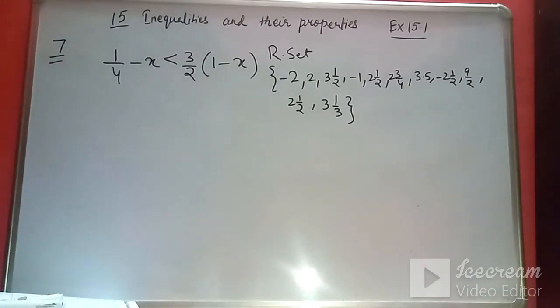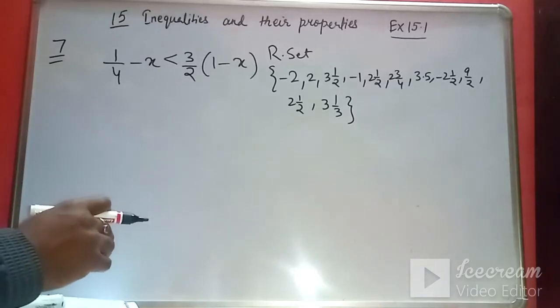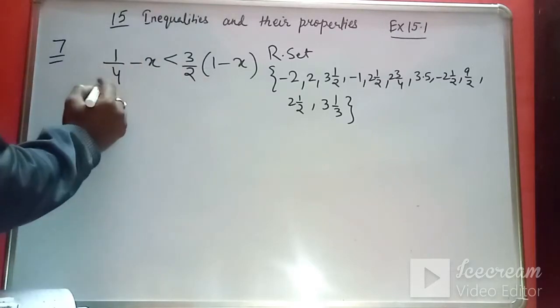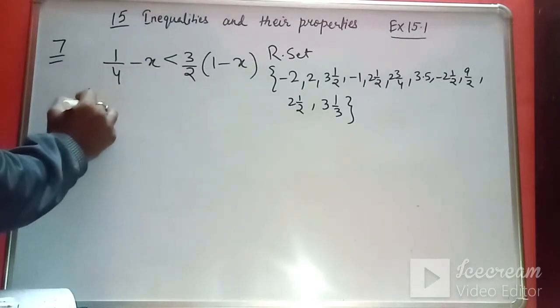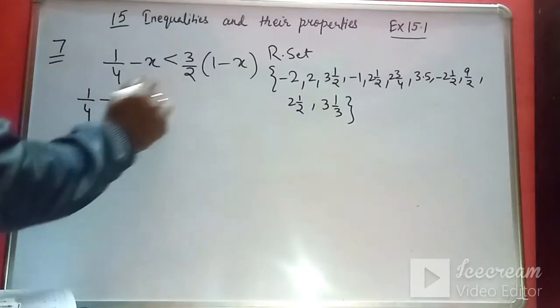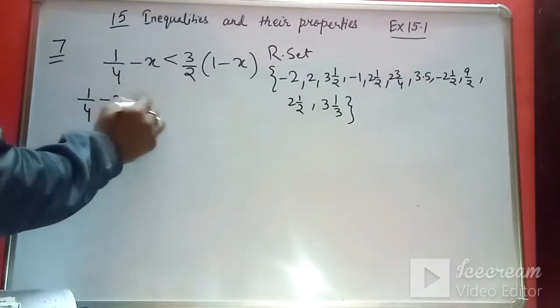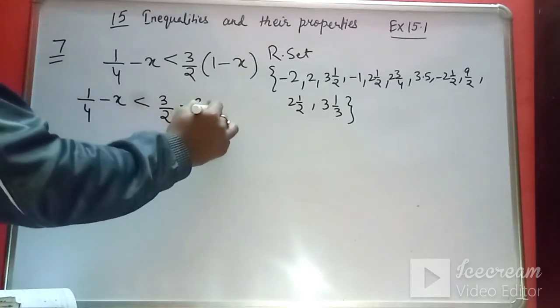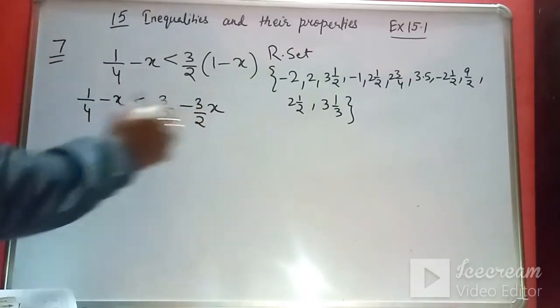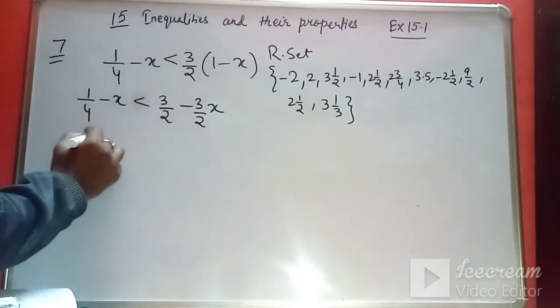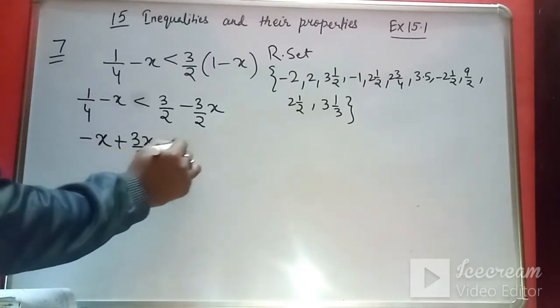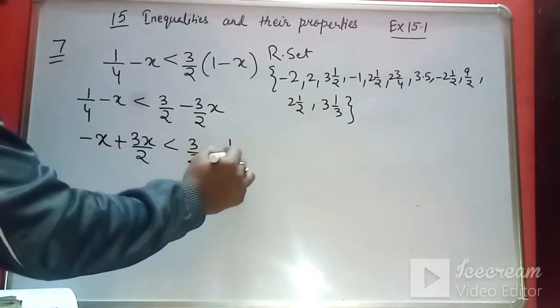Okay, so in question number 7, this is our inequality and this is our replacement set, like we have done in the previous question. So first of all, we will solve this inequality. So 1 by 4 minus x less than... we will take 3 by 2 inside. So 3 by 2 minus 3 by 2 x. Then this 1 by 4 will go there and it will come here. So it will be 3x by 2 less than 3 by 2 minus 1 by 4.